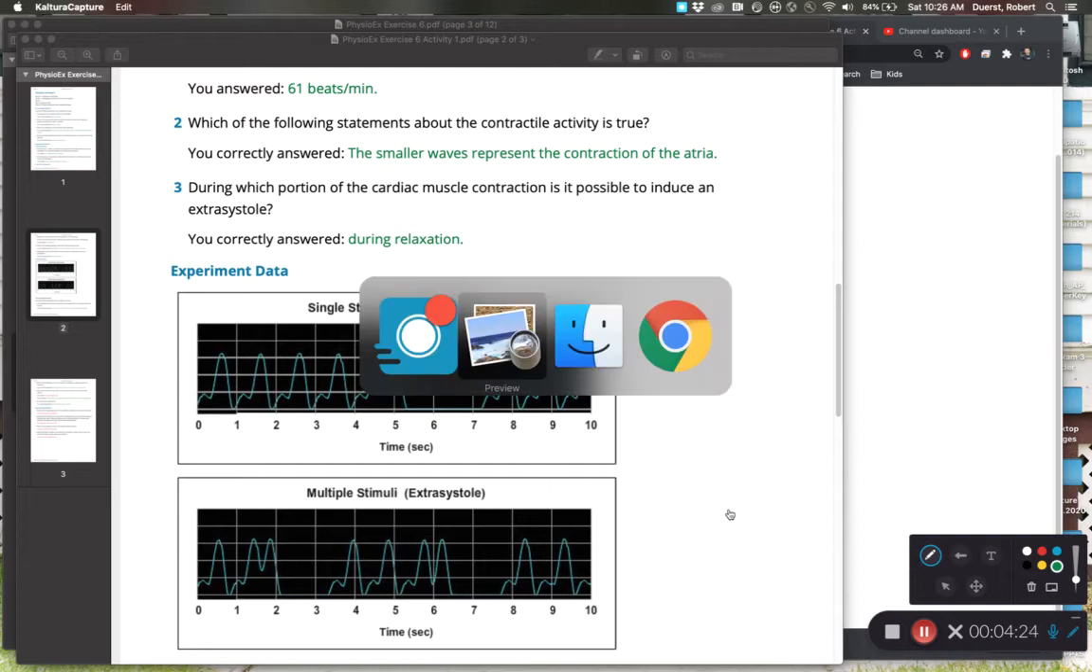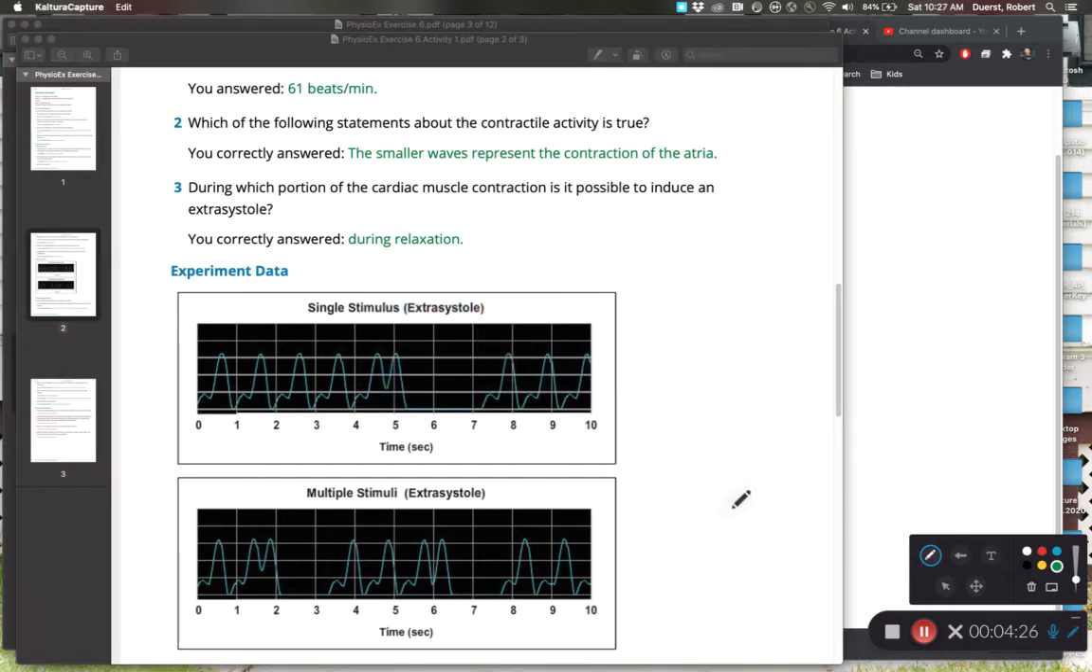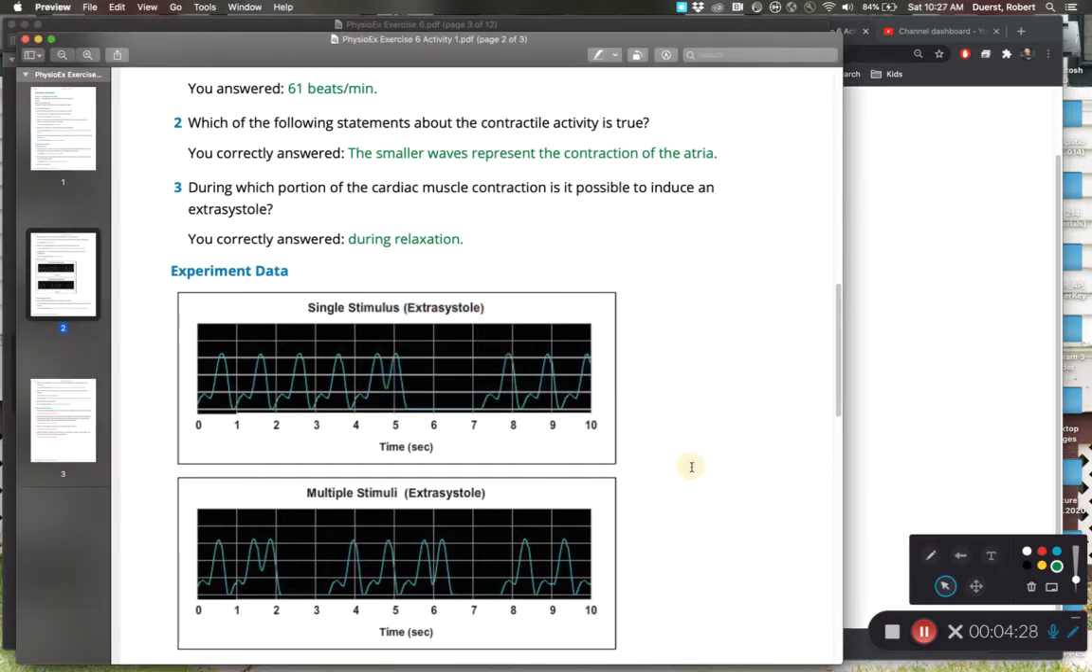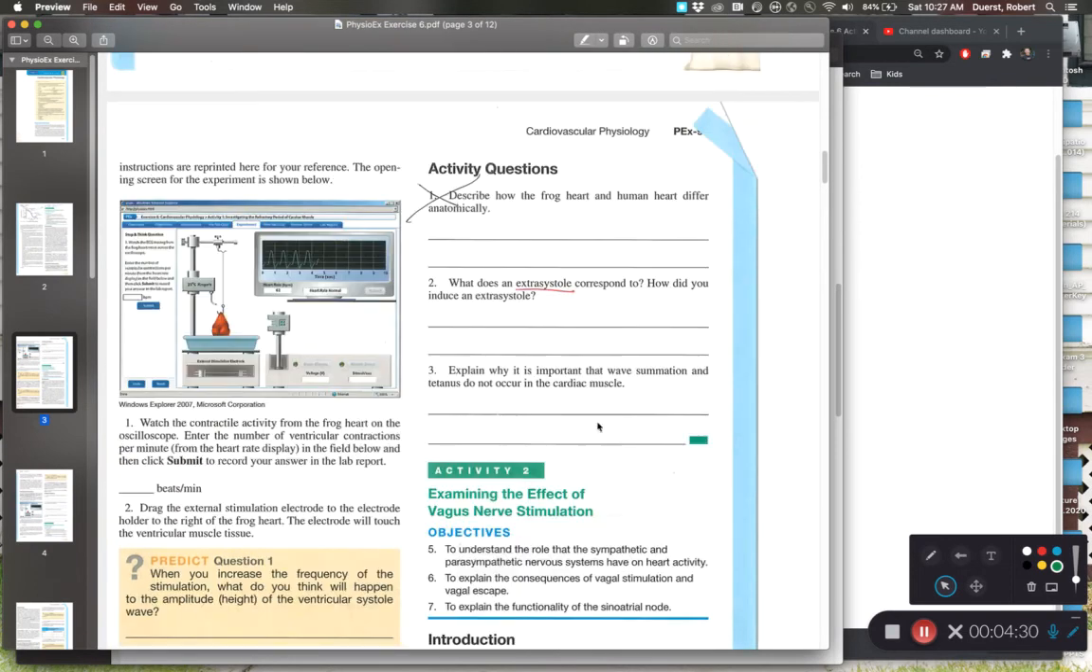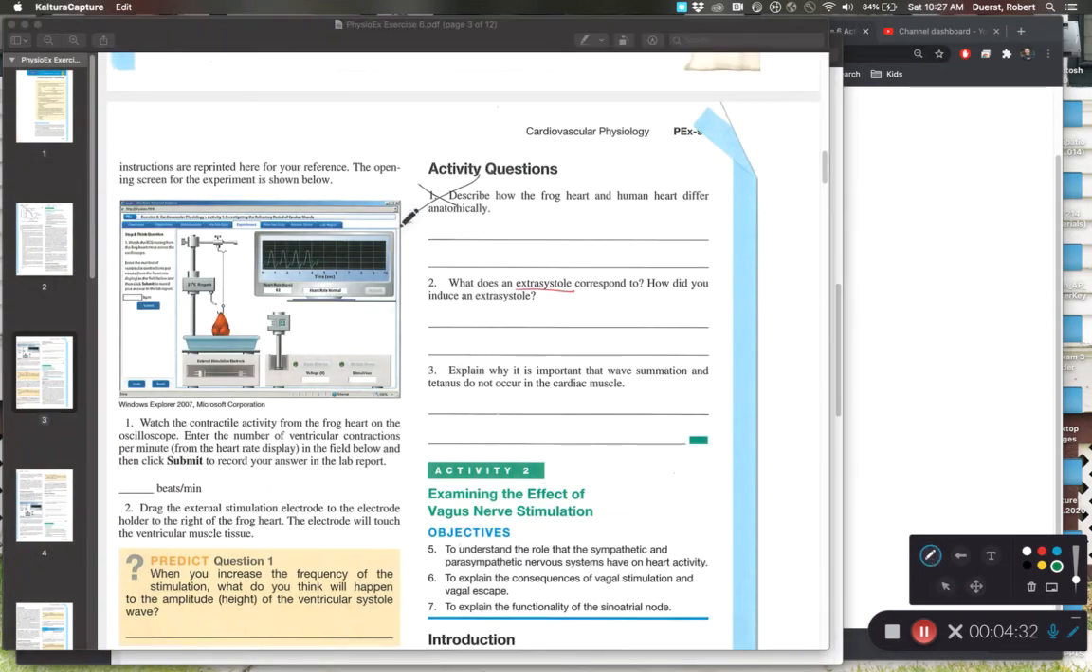Let's go back to our post-lab questions. According to our assignments, we're just going to skip the frog heart, because really I don't care about frog hearts. This is human A&P, not comparative A&P. But when we look at that extrasystole, it corresponds to an extra contraction of the ventricle.